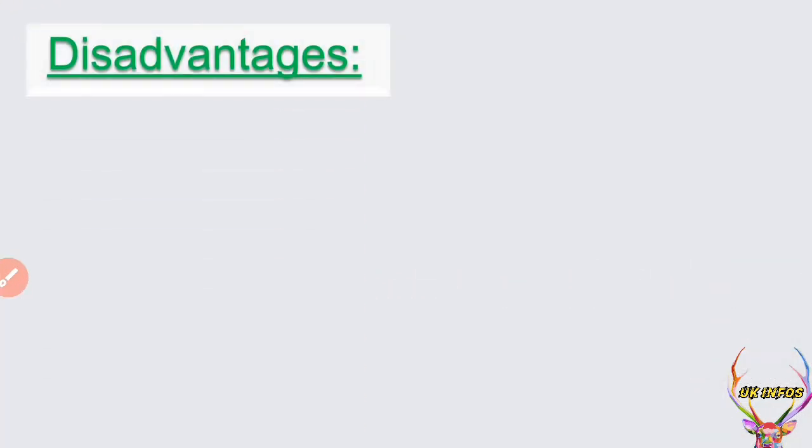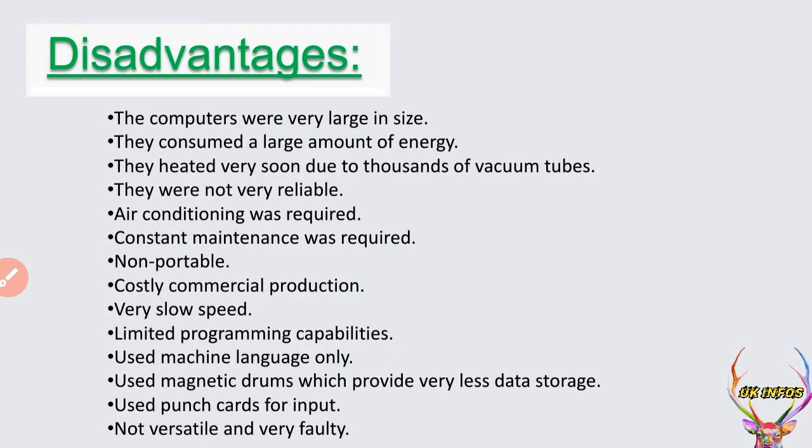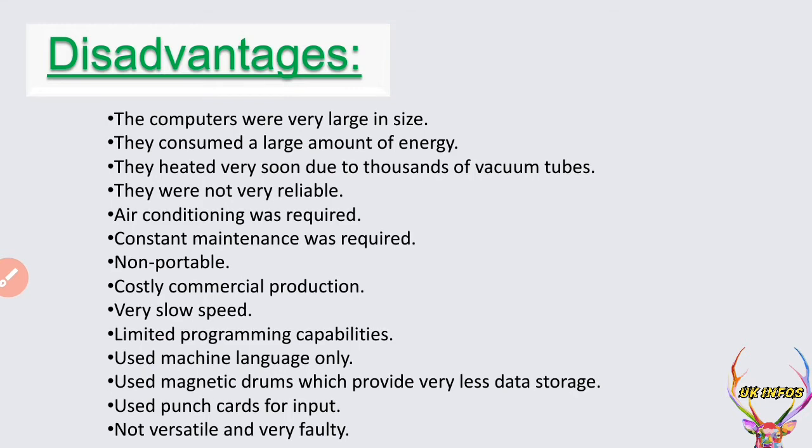We can see there were so many disadvantages. The computers were very large, so we needed an entire room to maintain them. They consumed a large amount of energy, and more energy automatically generates more heat. They heated up very soon due to the thousands of vacuum tubes they used. So they were not very reliable.